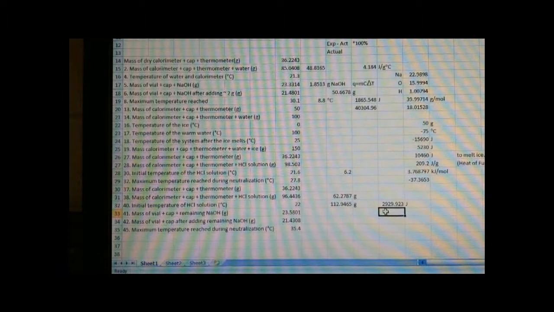And so take this heat divided by the mass of sodium hydroxide that I used, which from that solution was the difference between those two, which was 1.8513. Okay, so that's joules per gram of sodium hydroxide, 1580 at 3 significant figures.